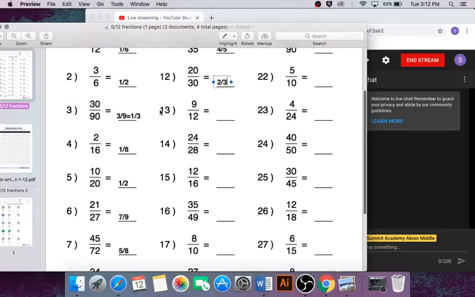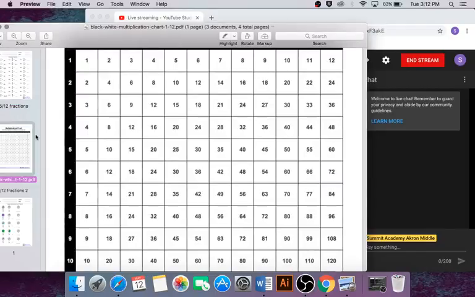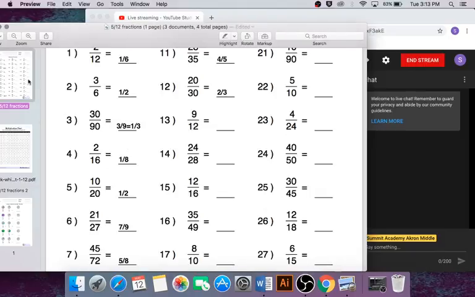Okay. For number 13, we have 9 and 12. So 3 goes into 9 and 12. 9 goes into 9, but it doesn't go into 12. So 3 is going to be our biggest number. 3 times 3 is 9, and 3 times 4 is 12. So our answer is going to be 3 over 4.